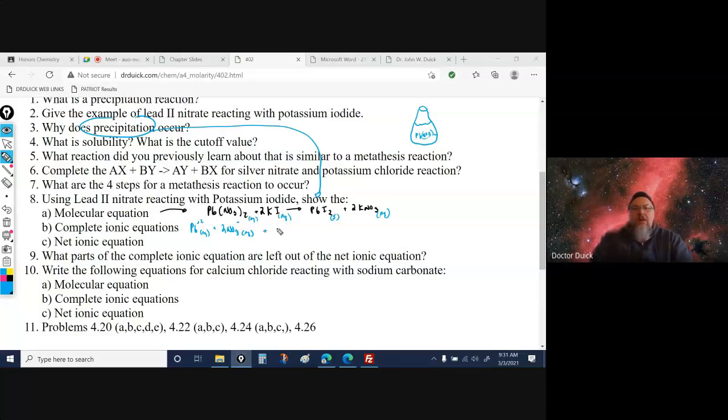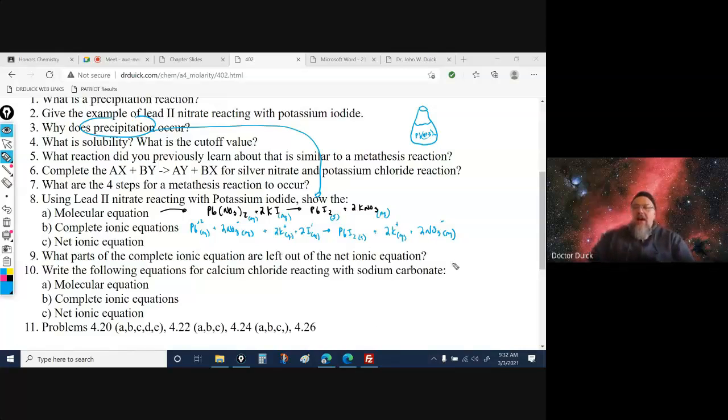Then this guy would be 2K plus aqueous plus 2I minus aqueous yields... And this is a solid. I also like to think of the S as being sticky. It sticks together. So it's going to be PbI2. It does not change. That's what that would look like. These guys fall apart. 2K plus, that'll be aqueous, plus 2NO3 minus aqueous.